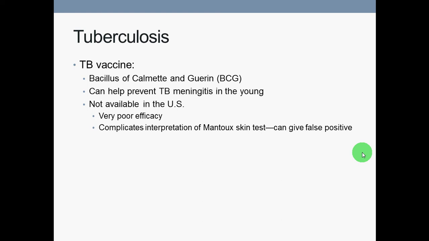But the reason why the U.S. doesn't use this vaccine is because it has extremely poor efficacy. Maybe 50 or 60% of people that get the vaccine are protected, and it's usually only for a short period of time. It also can complicate the interpretation of the Mantoux skin test, because people that have received this vaccine will react to the antigen, and it can give them a false positive on that test.